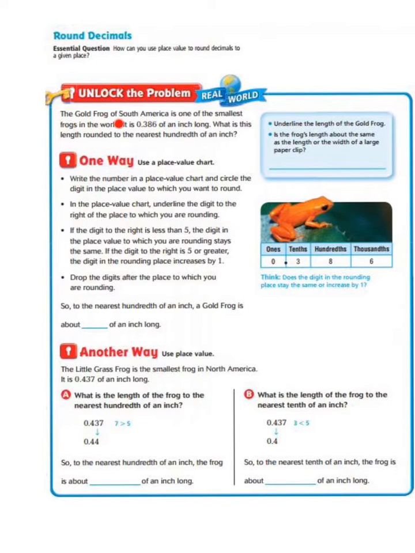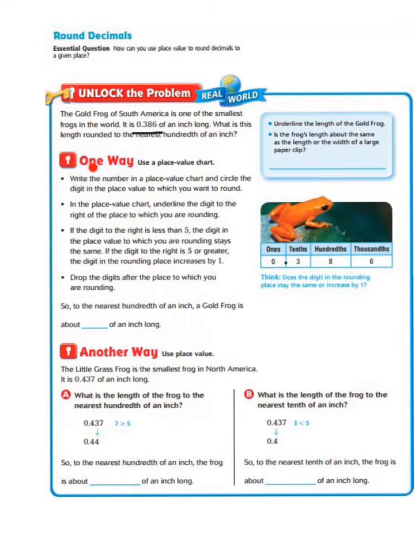The gold frog of South America is one of the smallest frogs in the world. It is 386 thousandths of an inch long. What is this length rounded to the nearest hundredth of an inch? So first we're going to underline the length of the gold frog. Well, it said our gold frog is 386 thousandths of an inch long. Then it asks, is the frog's length about the same as the length or the width of a large paper clip? Well, that's a good question.